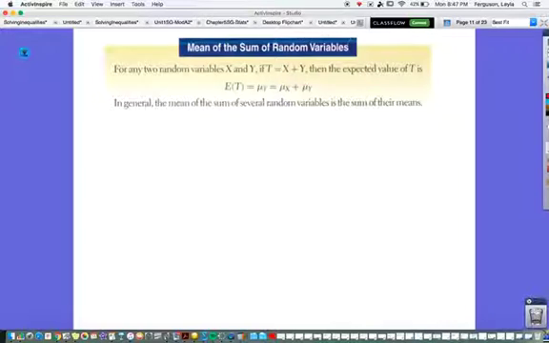Mean of the sum of random variables. So for any two random variables, X and Y, if T equals X plus Y, then the expected value of T is equal to the mean of T, which is equal to the mean of X plus the mean of Y. In general, the mean of the sum of two random variables is the sum of their means.